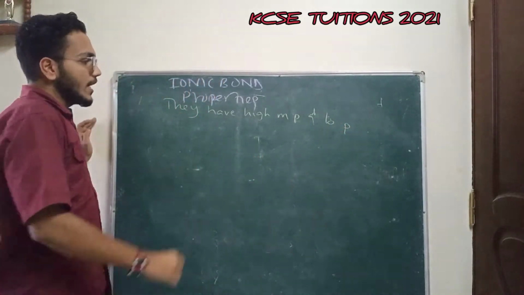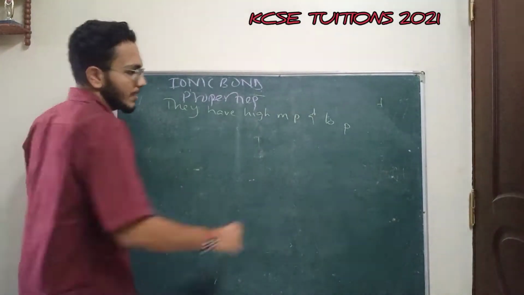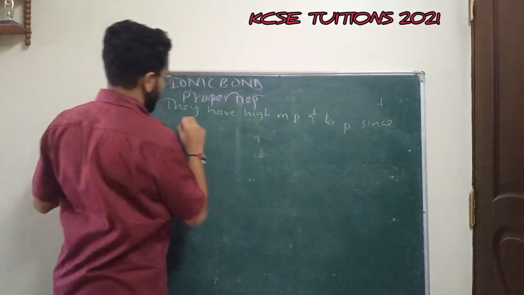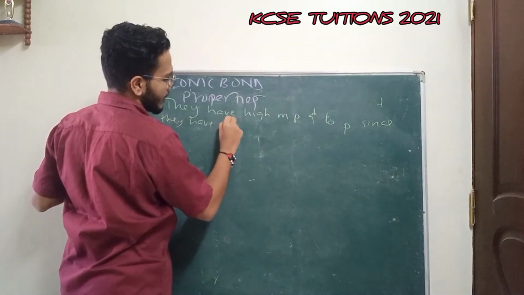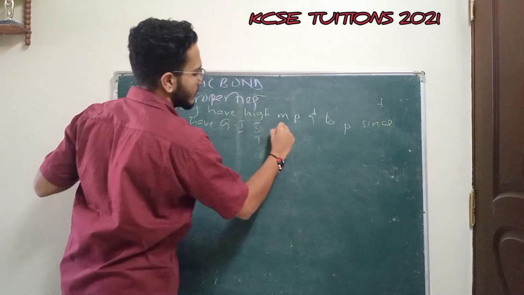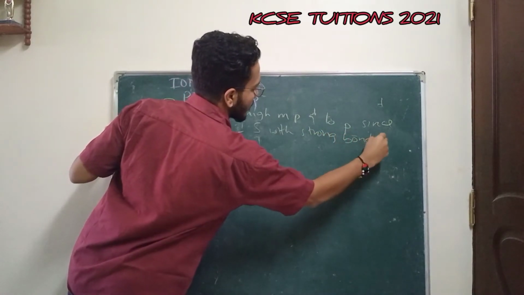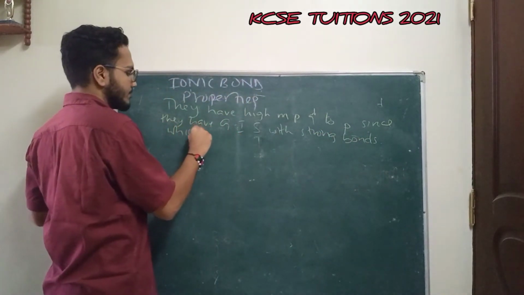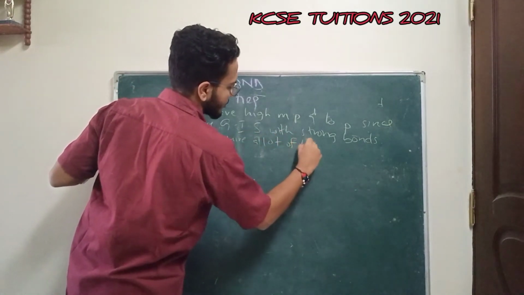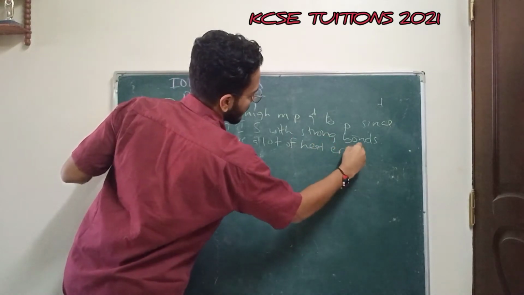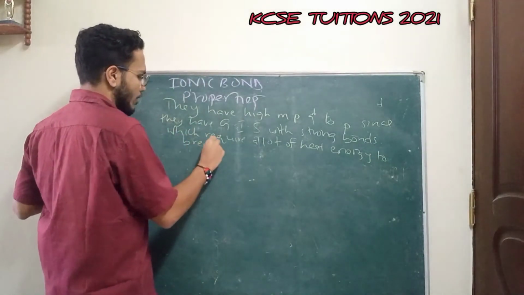Due to having a giant ionic structure with strong ionic bonds which require a lot of heat energy to break. Hence they have high melting and boiling points.